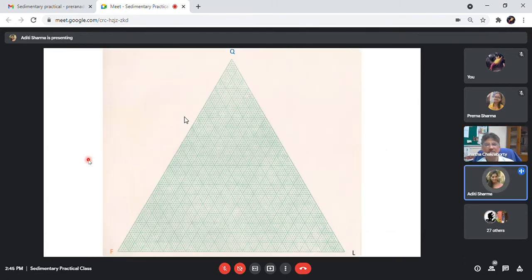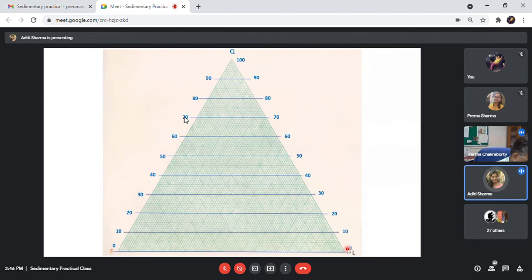Okay, so this is the triangular coordinate paper in which this point is assigned as quartz, this is for feldspar, and this one is for lithic fragments. So first we divide the paper. We consider that quartz is 100% at this point, and as we go away from this point, we take the quartz values in percentage. You can divide the scale as per your convenience or needs, but as we take it in percentage, I'm dividing it from 0 to 100.